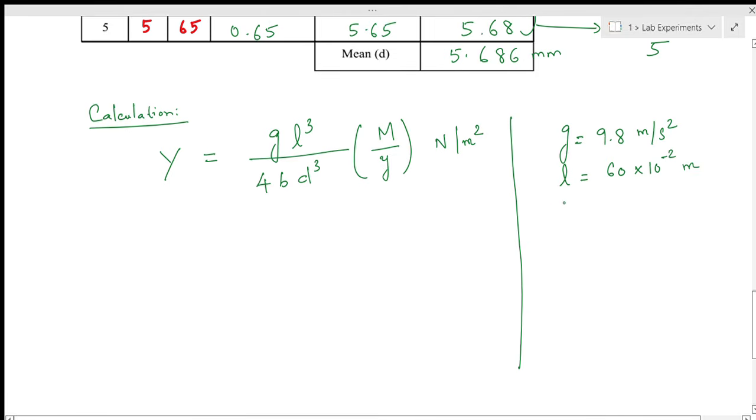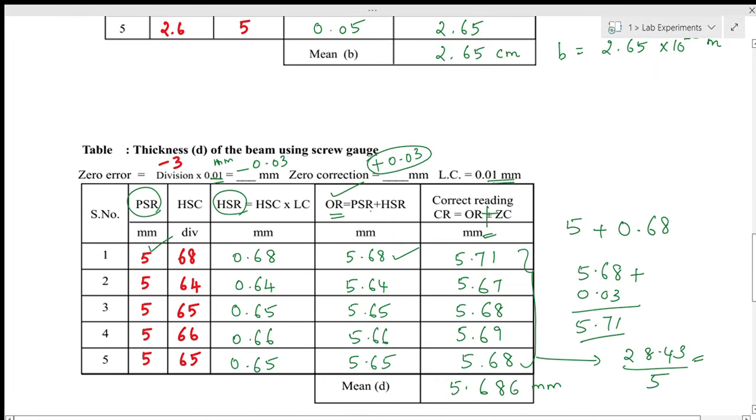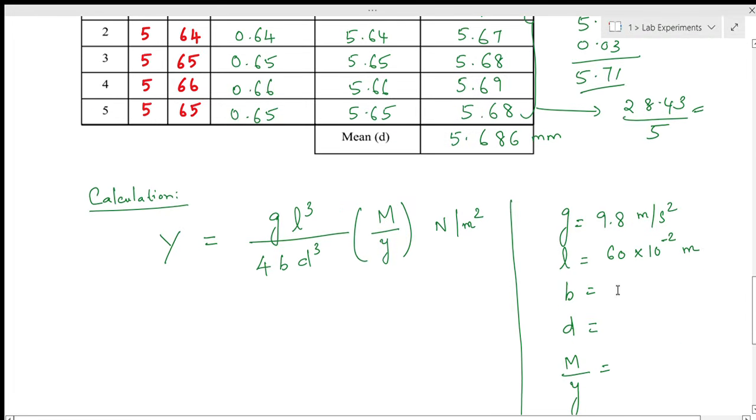And then breadth of the scale, thickness of the scale, and then M by Y ratio. Breadth of the scale is 2.65 centimeter. So 2.65 in meters, 10 power minus 2. Thickness is in millimeter, 5.686 into 10 power minus 3 meter. And M by Y is 99.25. M is in kilogram and Y is in meter.